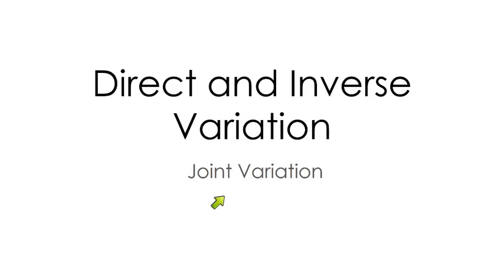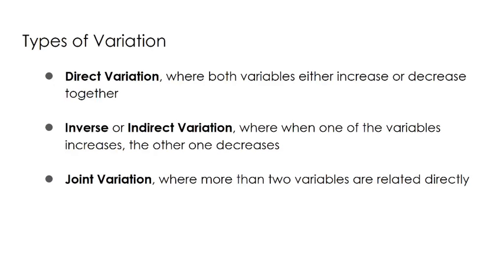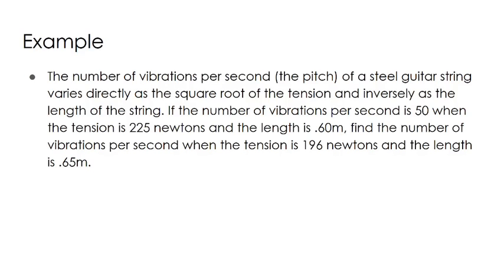In this video, we're going to look at joint variation. That's where we have a combination of direct and inverse variation, where you have several different types of variation going on within the same problem. So it's where we have more than two variables related. And so let's just jump into this example. We're just going to do one example.